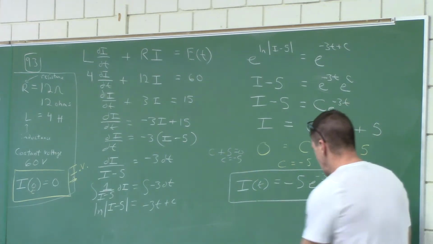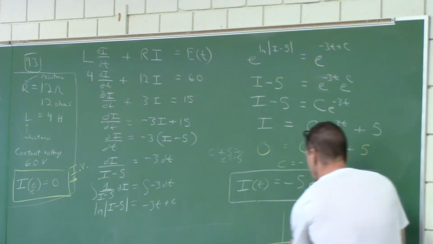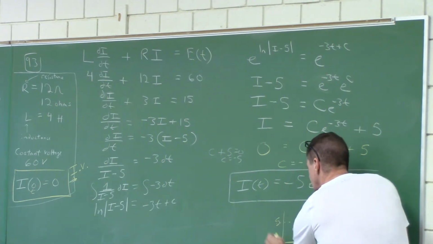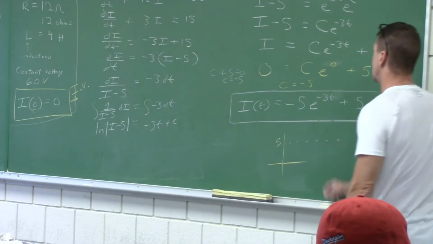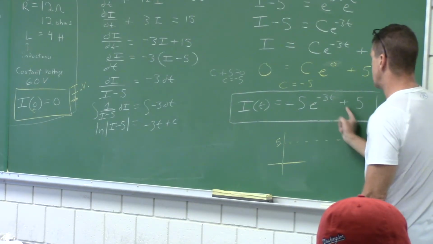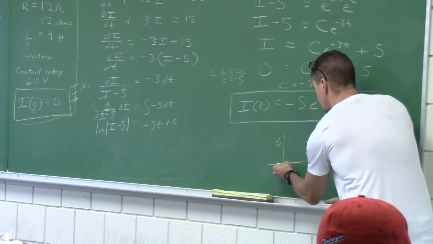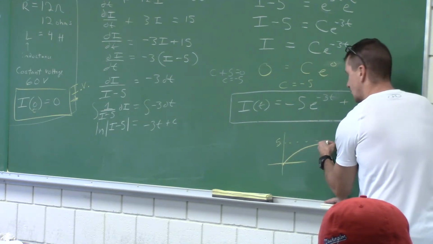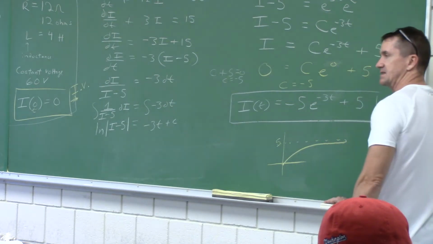So if you want to see a graph, what's going on here? This is at 5 amperes, and this current started at time equal to 0 at 0. Remember I(0) equals 0? And then it just kept approaching that horizontal asymptote, but that's the limiting value of the current.